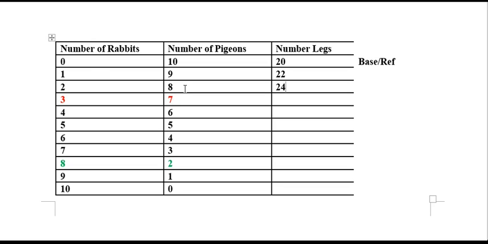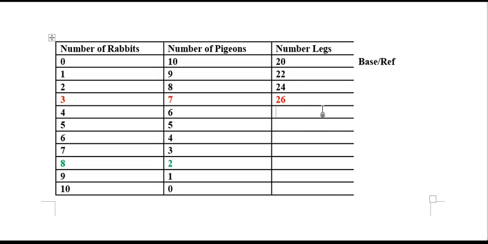Okay, and you continue this process. Now decrease further the number of pigeons by 1, and at the same time increase the number of rabbits by 1. Now you have 3 rabbits and 7 pigeons. So the total number of legs is 26. Okay, 3 rabbits have 12 legs and 7 pigeons have 14 legs. Total number is 26. You continue this process and fill the last column of this table.